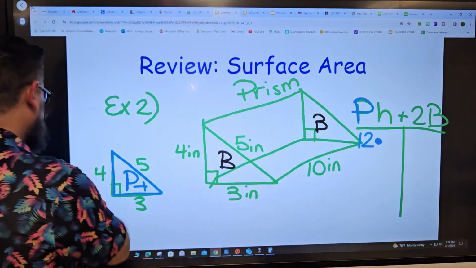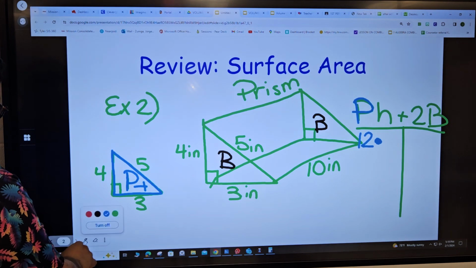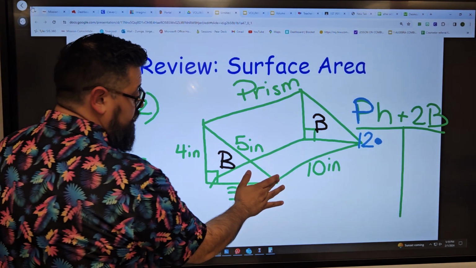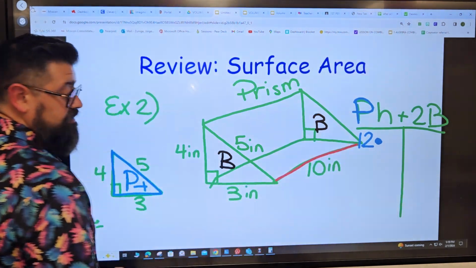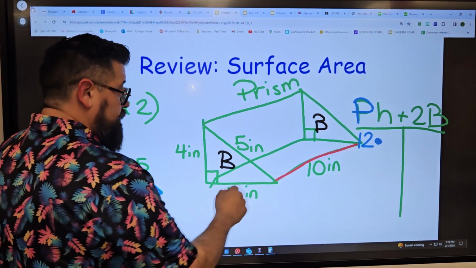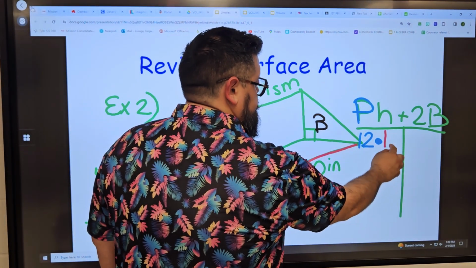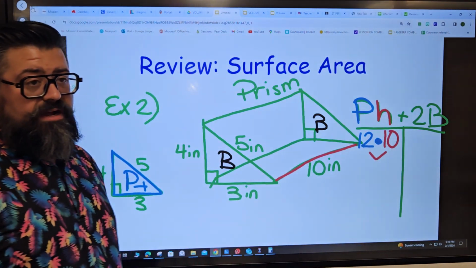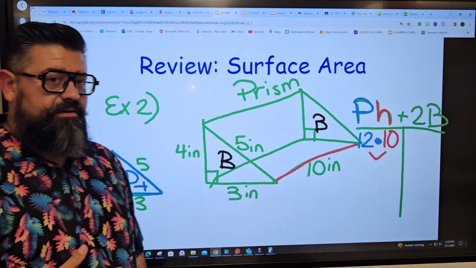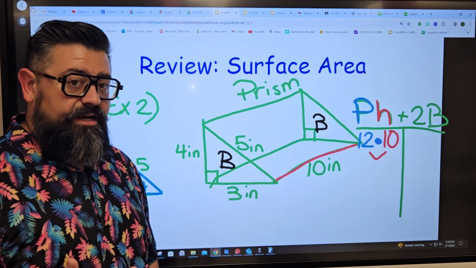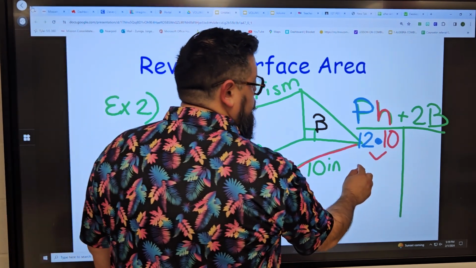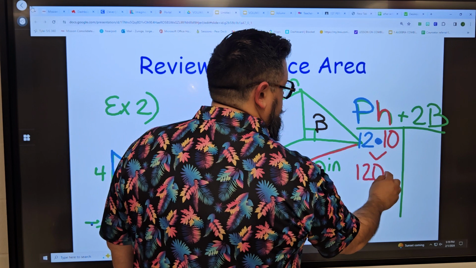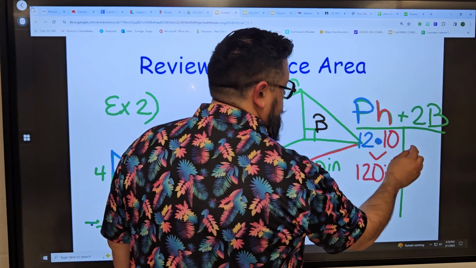Now the height of the prism is how long the prism is. So we're going to say that the prism is this long. That's going to be the height of the prism. So we're just going to put that right there. Now you can multiply these. If they're asking just for the lateral surface area, you can just multiply that and you're done. So you would get 120. And this is inches squared.